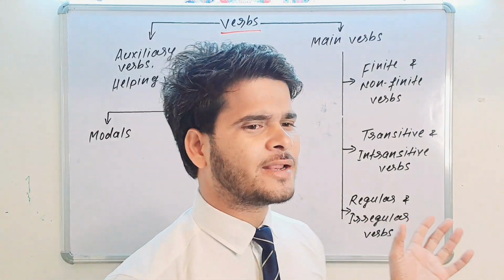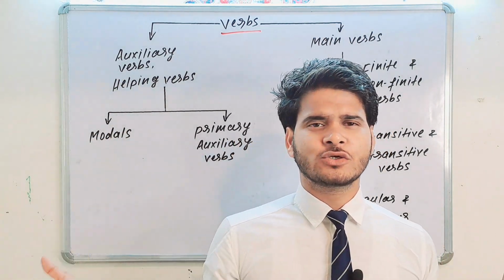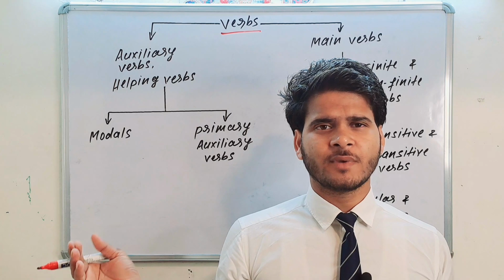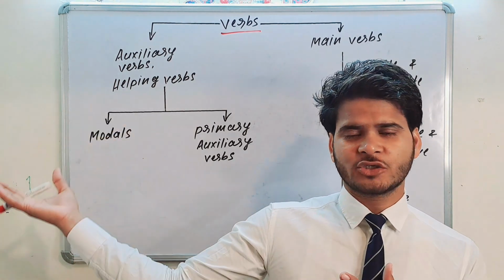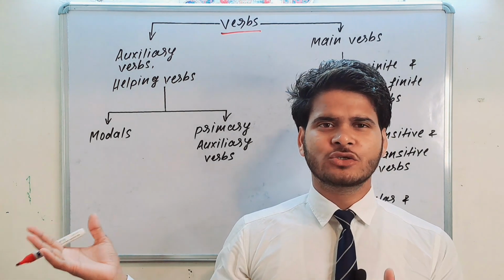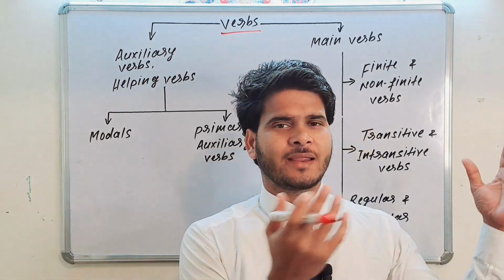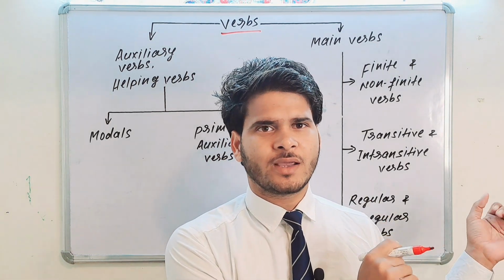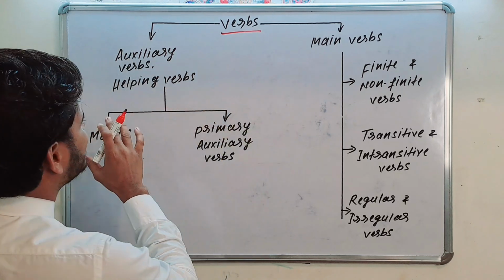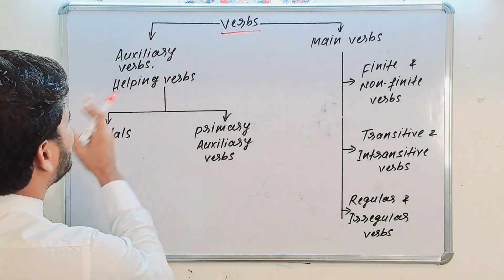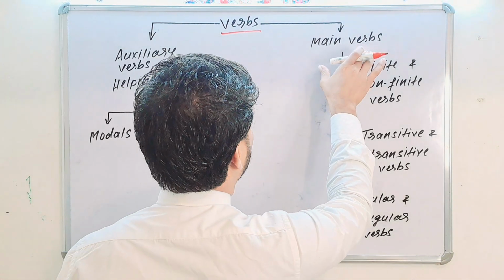Verbs are mainly divided into two parts. First one, helping verb, also known as auxiliary verb, and here is your main verb. As you can see here, verbs are divided into two parts. Here, auxiliary verbs, also known as helping verb, and here is your main verb.